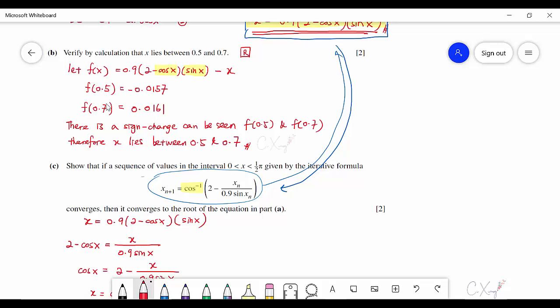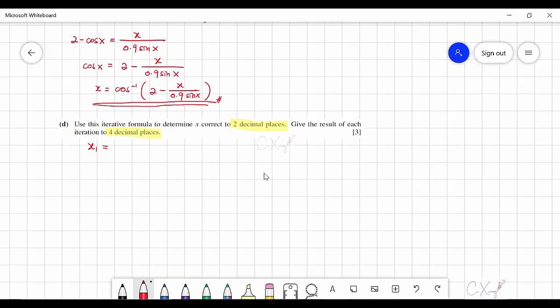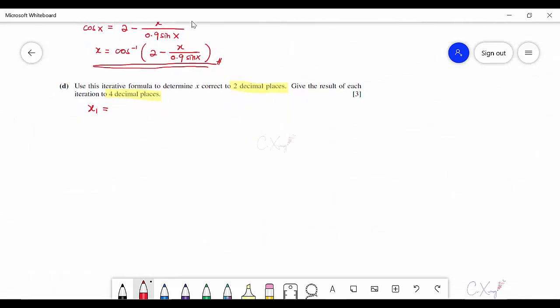For part B, I realized that my root will be between 0.5 and 0.7. You can start with any value between 0.5 and 0.7. For me, I might take the midpoint because I realized that the root, where f(x) equals 0, should be very close to 0.6. So I'll start with 0.6, but you can start with 0.5 or any value between 0.5 and 0.7. For me here, I want to start with 0.6.